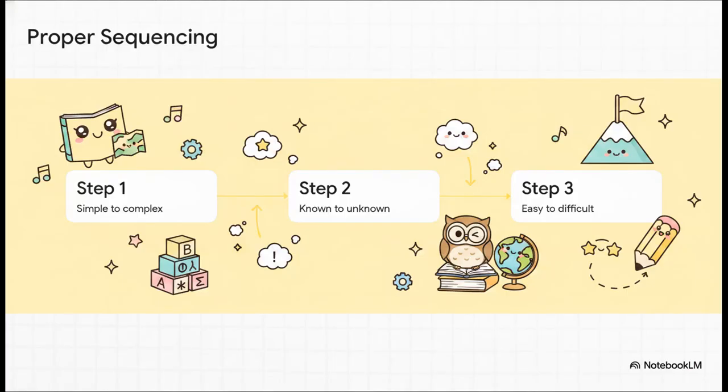Now, what's really interesting about this is how proper sequencing actually reveals the psychology of teaching. A good syllabus doesn't just throw information at a learner. Proper sequencing carefully guides the journey without totally overwhelming them. The progression is almost always Step 1, simple to complex. Step 2, known to unknown. Step 3, easy to difficult. For instance, you teach the simple present tense way before you ever introduce the future perfect continuous. It's all about building that confidence systematically.